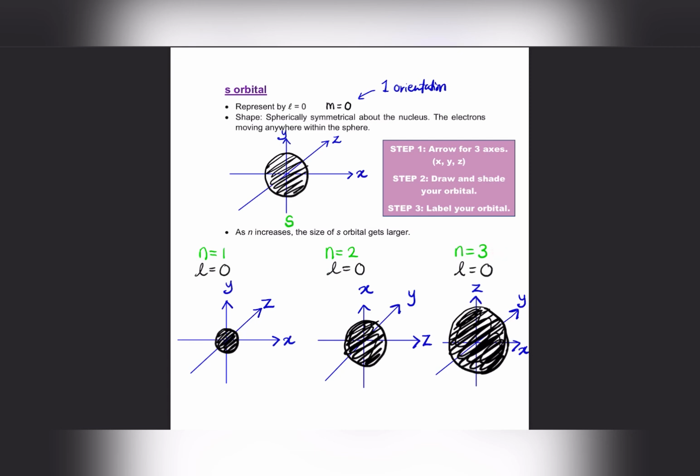So how do you label? You are going to put the n value first, 1, and then followed by the orbital. So this is going to be the label for 1s. And then the second drawing, this one, you are going to label as 2s. And the last one, the third drawing, the biggest one, you are going to label as 3s. So that's how you draw in this kind of question where they ask you the difference in size.